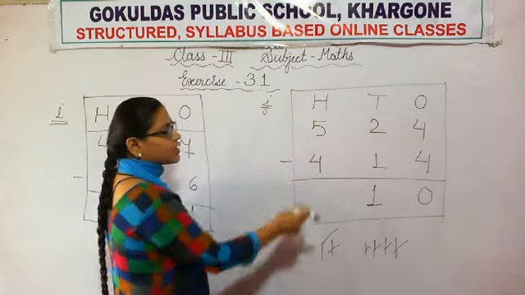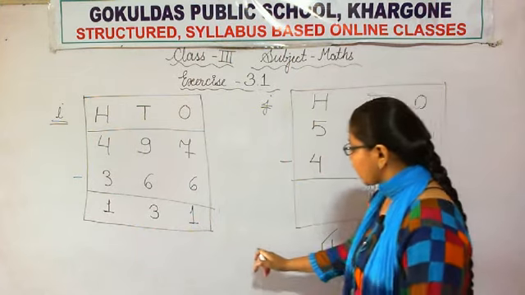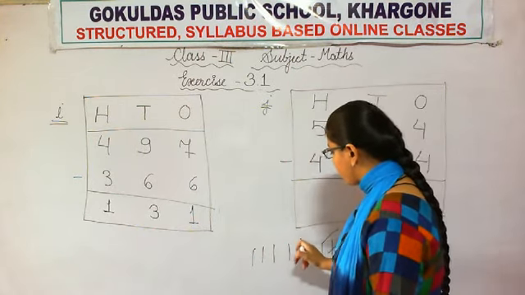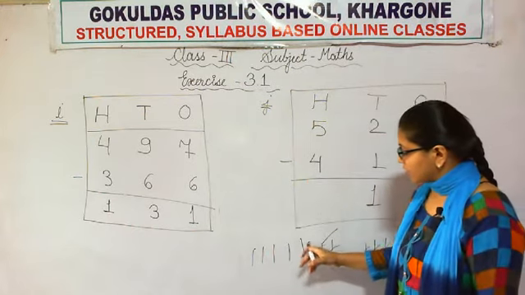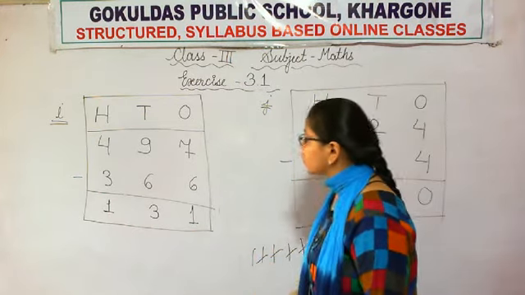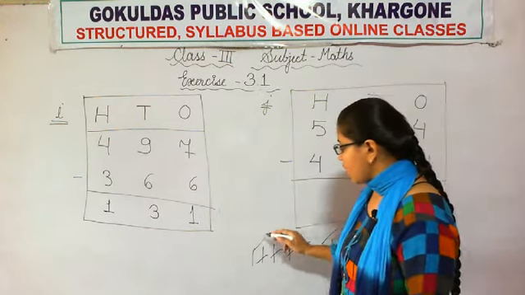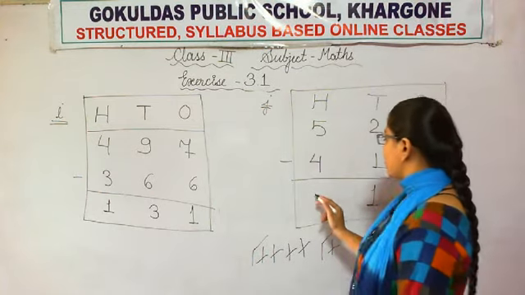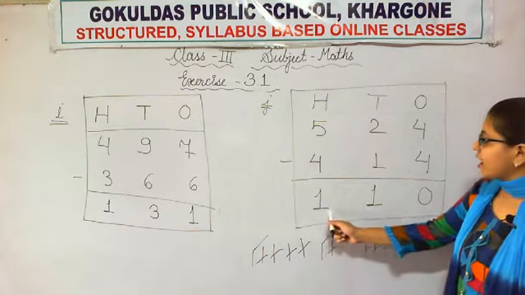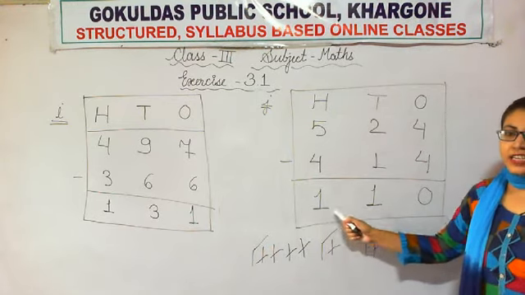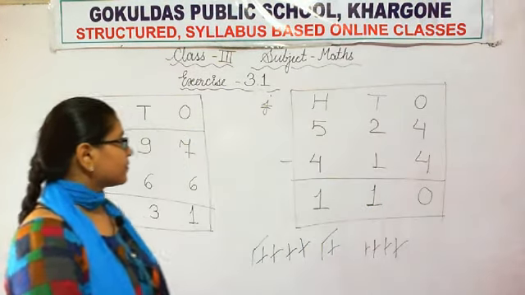Now 5 minus 4. We will draw 5 sticks first: 1, 2, 3, 4, 5. Minus 4, so we will cancel out 4 sticks: 1, 2, 3 and 4. Now we will count the remaining sticks. 1 stick is left, so we will write the number 1. So our result is 110. Now moving toward the next question.